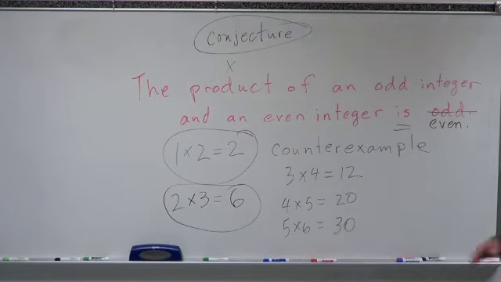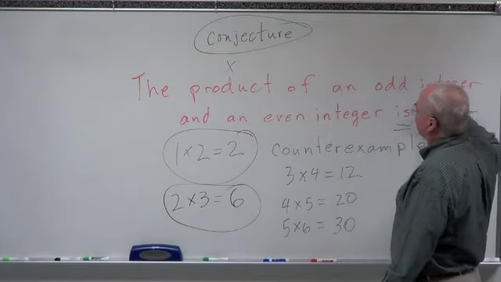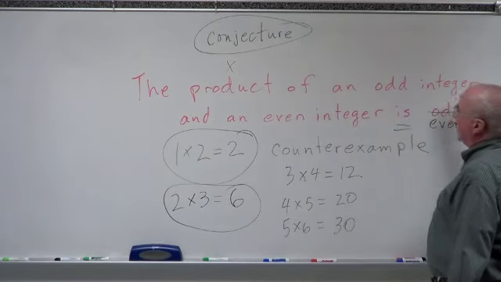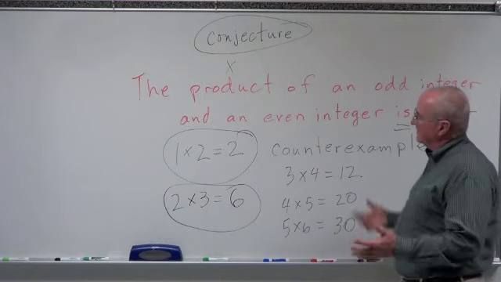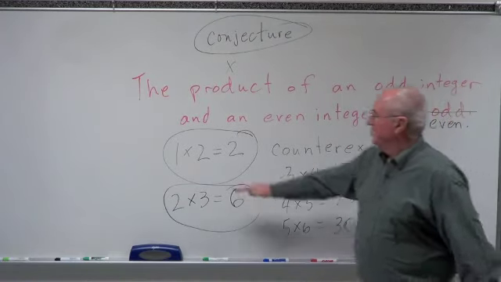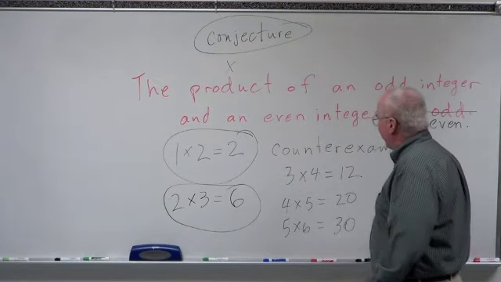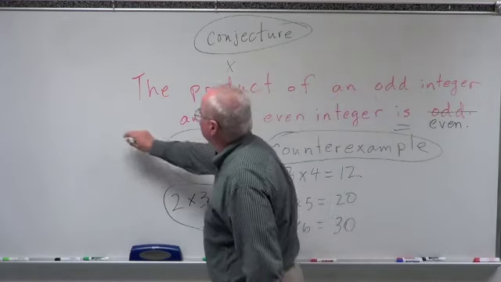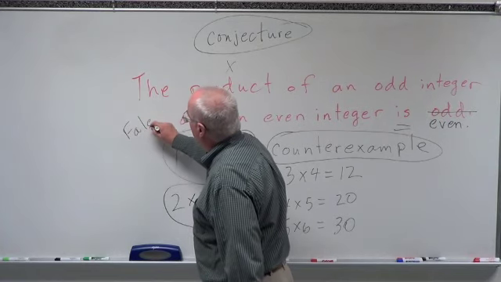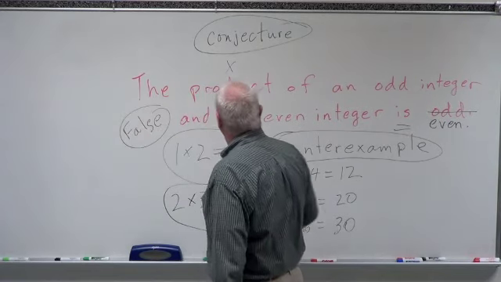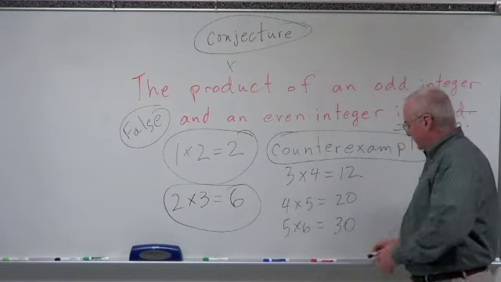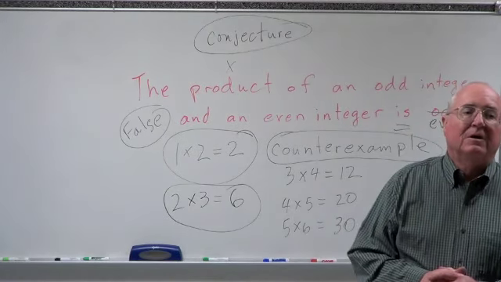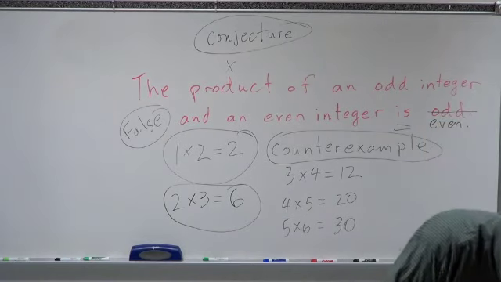Okay? So what we did was took our original conjecture, the product of an odd integer and an even integer is odd. And we said, let's see if we can prove it wrong. Sure enough, the first one we did is our counterexample. This is false because of our counterexample. How many counterexamples do we need in order to prove something false? We only need 1.